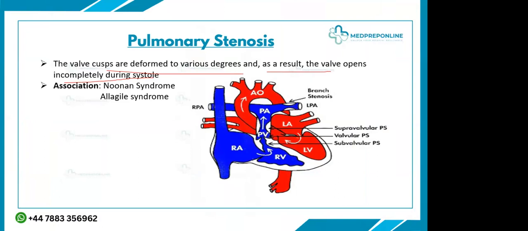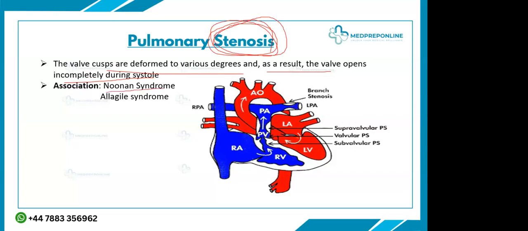Pulmonary stenosis is different from pulmonary atresia. Pulmonary atresia means there is no valve, okay? Valve formation has not been done, so there is no valve. But in pulmonary stenosis, there is obstruction. There is narrowing of the pulmonary valve, and depending upon the degree of narrowing or obstruction, the signs and symptoms will present.